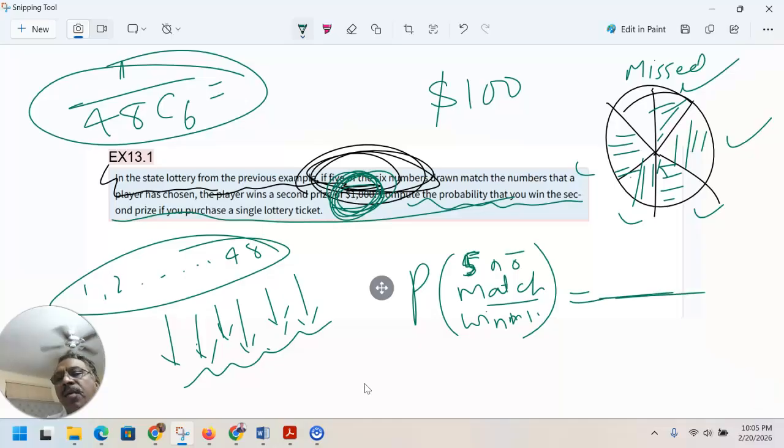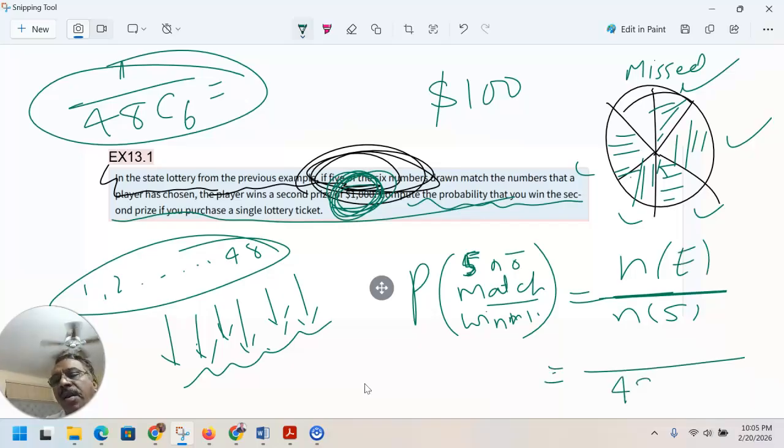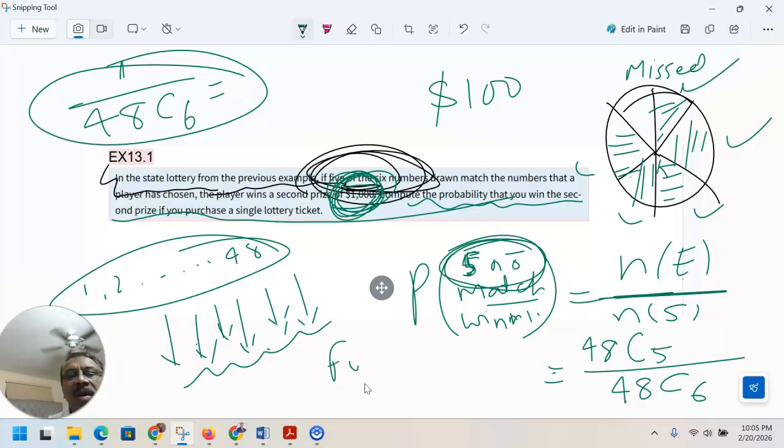So now you have to have a ratio, right? Remember, I always say it is N of E over N of S. The bottom piece is all possible outcomes. That means there were 48 and you had picked six. But the top part has two parts. Your five are correct, so from 48 you got five correct. That means you have to use the fundamental principle of counting. Your first step is that your five numbers are correct, and that means this piece, 48C5.